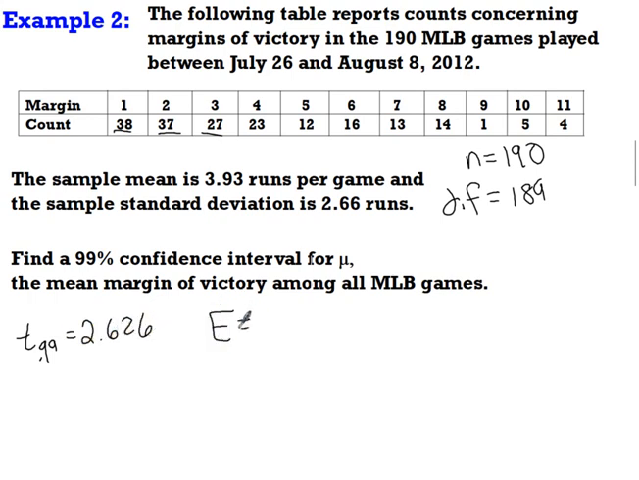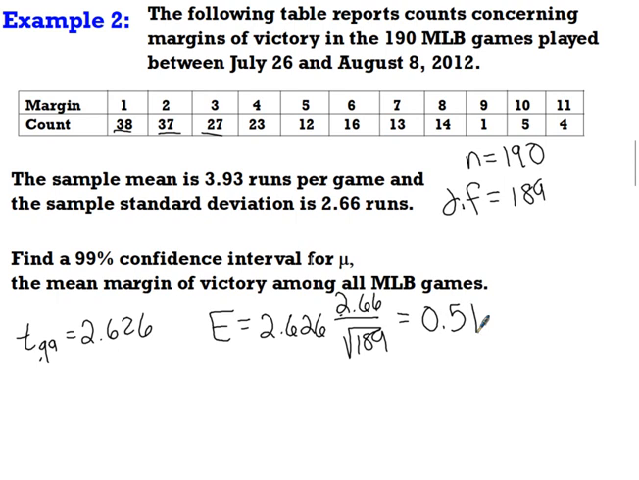So to figure out my error, I'm going to take that 2.626 times the sample mean of 3.93 divided by the square root of 189. Oh, sorry, not 3.93. I just used the sample mean instead of the sample standard deviation. That's going to be 2.66. So again, 2.66 divided by the square root of 189, times the 2.626. That's going to give us an error of 0.51.